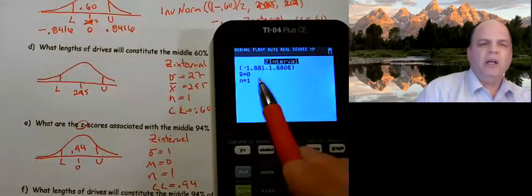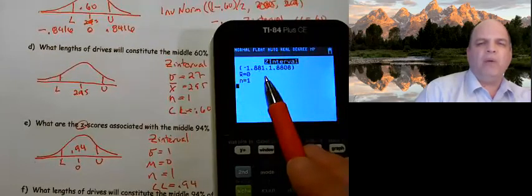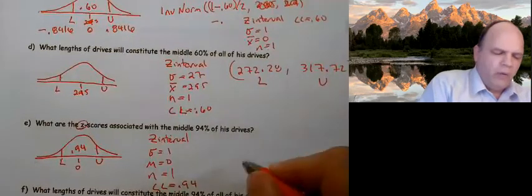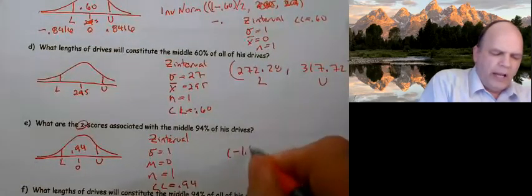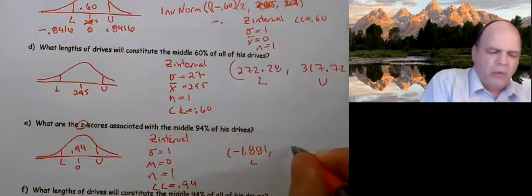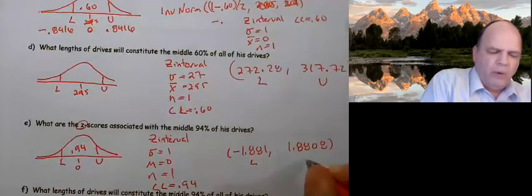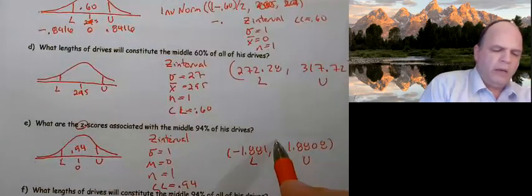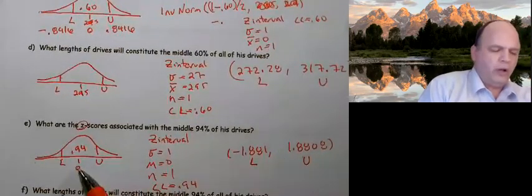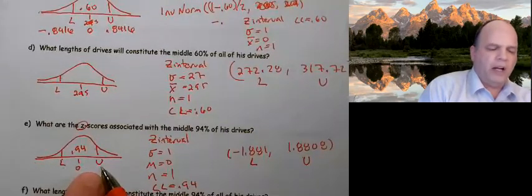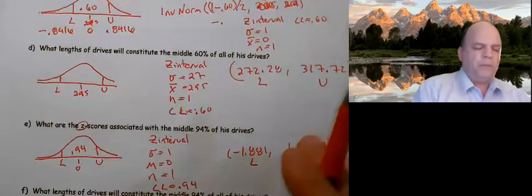So we end up getting negative 1.881 and 1.8808. So negative 1.881 is our lower, and our upper is 1.8808. And by the way, if you will notice, 0 is right in the middle here, and that's what it shows here, because this is our lower, negative 1.881 and positive 1.8808, and 0 is in the middle.